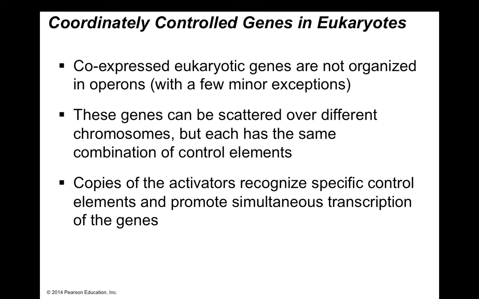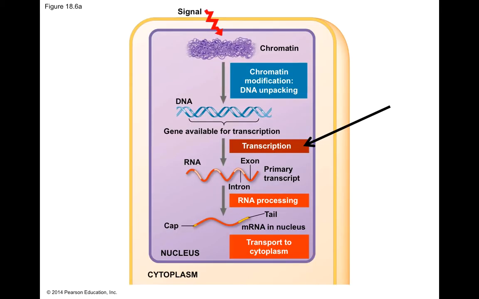Using combinations of activators is also how related genes can be turned on at the same time. Remember, eukaryotic genes do not have operons, where all the genes in a related pathway are organized together. These genes could be spread out over the 23 pairs of chromosomes. But if all these related genes have the same control elements and activators, the genes can be transcribed at the same time to provide the cell with maximum efficiency. That takes care of ways transcription can be regulated.